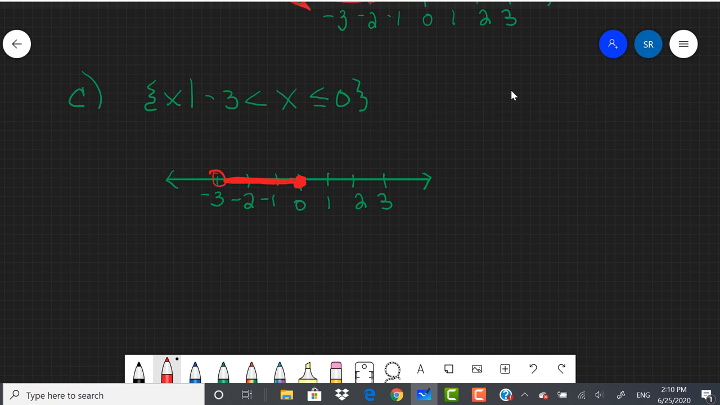And then to write this in interval notation, I want to go ahead and write -3. I'm not going to include the -3, so I'm going to use a smooth parenthesis. I'm going to do all the numbers in between the two, and I'm going to go up to 0. And in this case, I want to include the 0. So this is how you write interval notation.